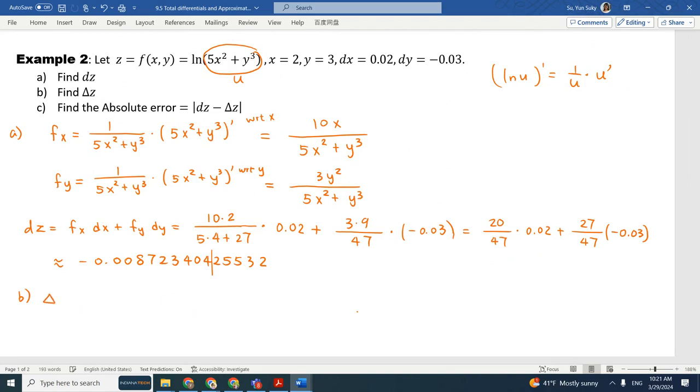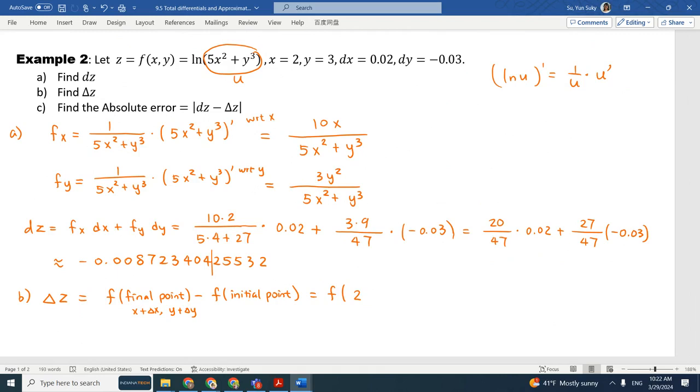Part B, change of z. A change of z is actually f of the final point minus f of the initial point. Okay, everybody? The final point. Look at your x. What is your x? It is 2, but then your final point is x plus change of x and your y plus change of y. You agree?